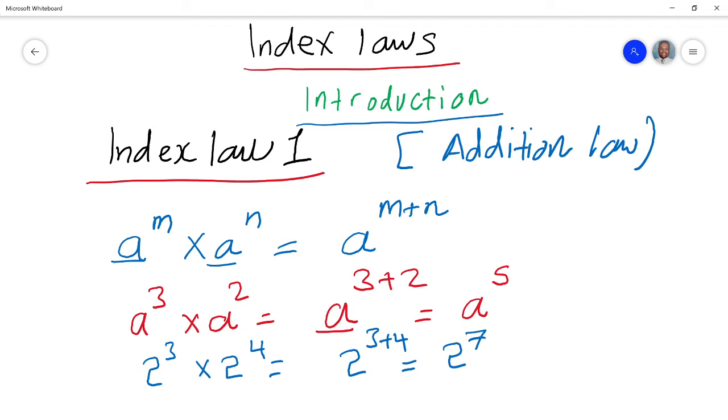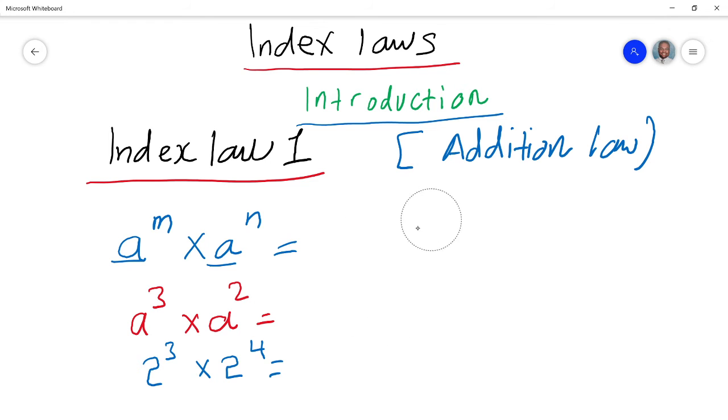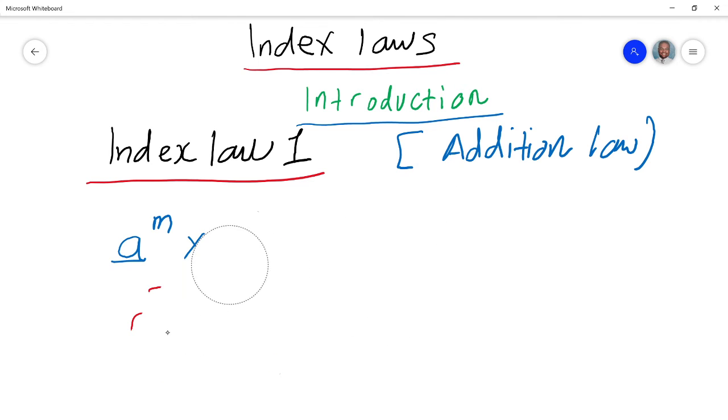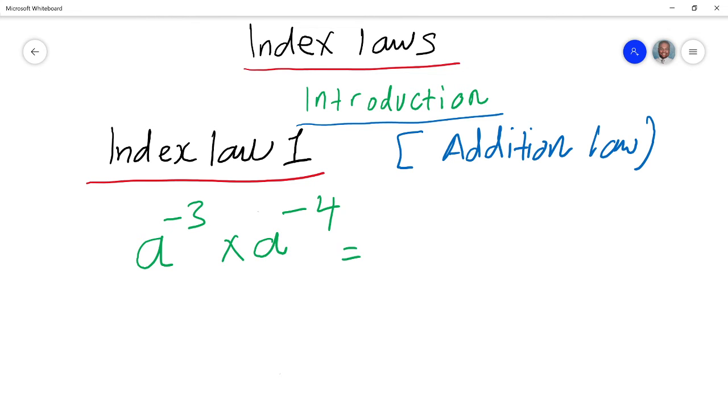Let me look at other questions as well, because you've got to remember that when you're looking at powers, they don't have to be positive powers like the examples I've shown. You could also have negative powers. Let me give you a simple example. Say you've got a to the power negative 3 times a to the power negative 4. That becomes a to the power negative 3 plus negative 4.